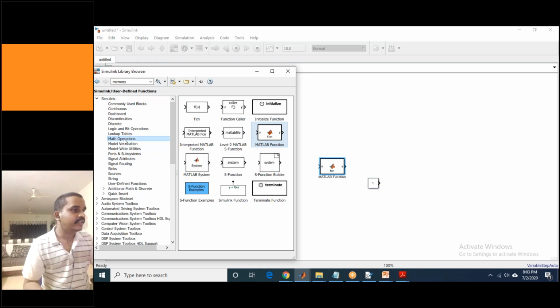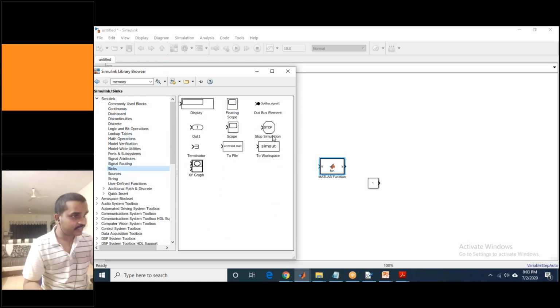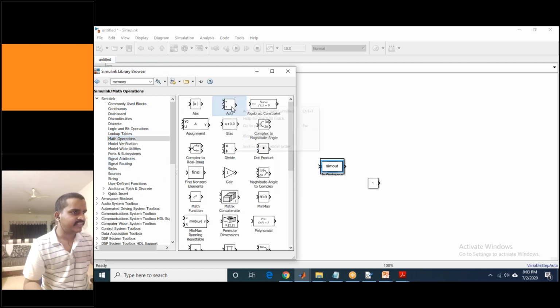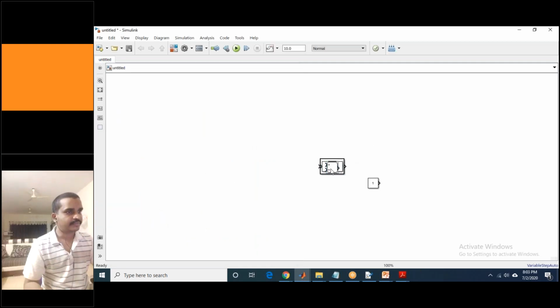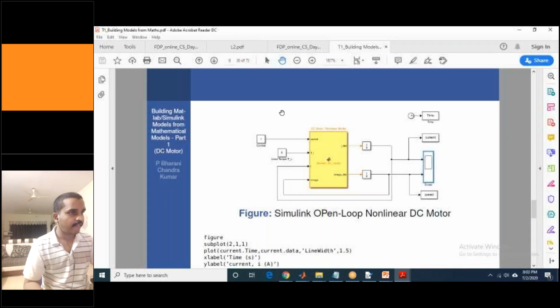And I need a sink to see the output. I will use a Scope to look at some variables. And I'll see whether another one is required or not. So these are the things required. Now I will split my screen into two.